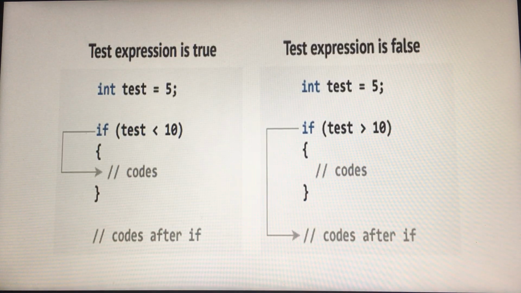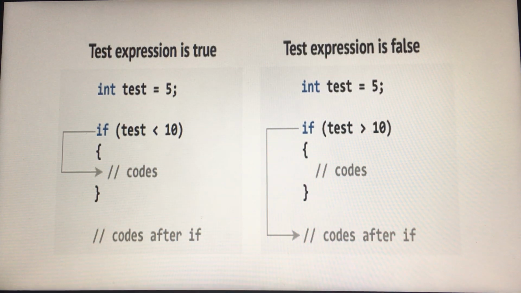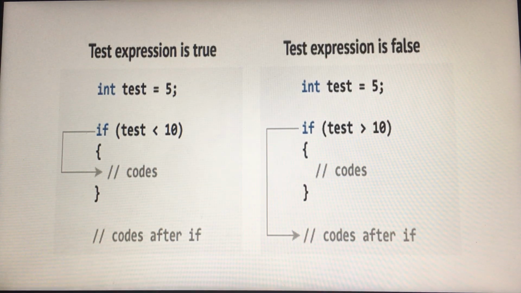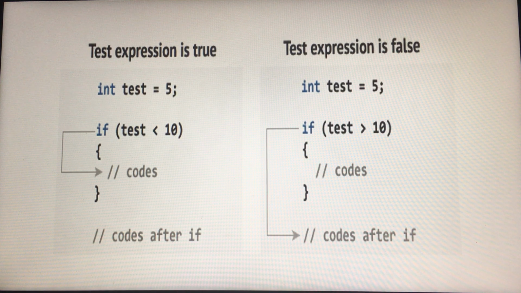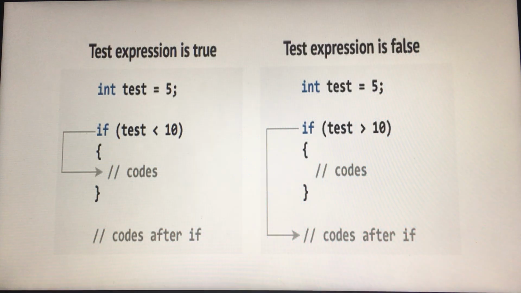So this is the if statement. int test, we put 5, and if test is less than 10, we write the code there, and if it is true, we get true, it is less than 10. Or if it is false, we can see on the right side, we get false, it is not less than 10.